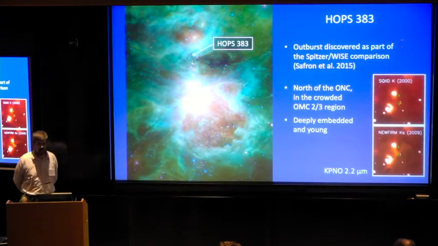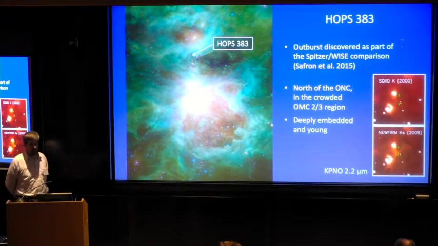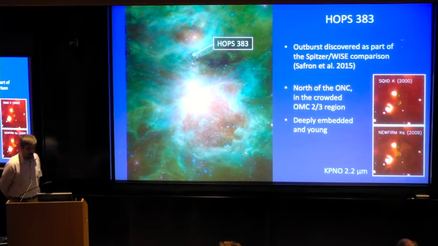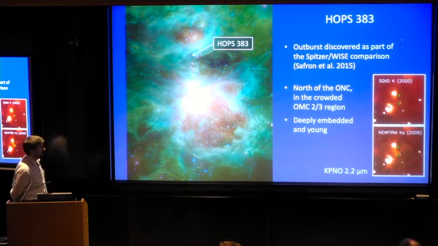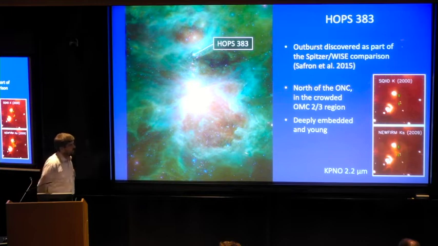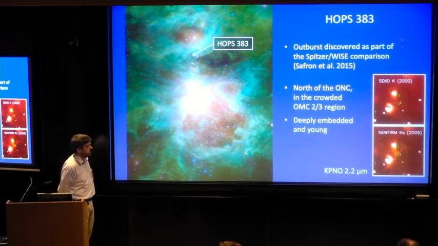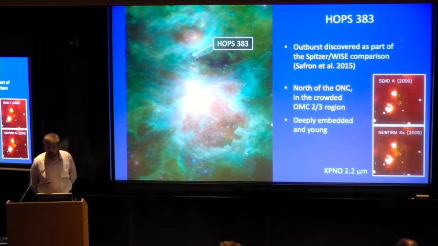HOPS 383 is a little bit different. This was discovered by Emily Saffron when she was doing this comparison. She was an undergraduate at the time. This is north of the ONC in the very crowded OMC 2-3 region. It's very deeply embedded. You can see a near IR comparison there in the K-band. There's never a point source. After the outburst, we just see some of the surrounding regions illuminated by the light, but no point source.